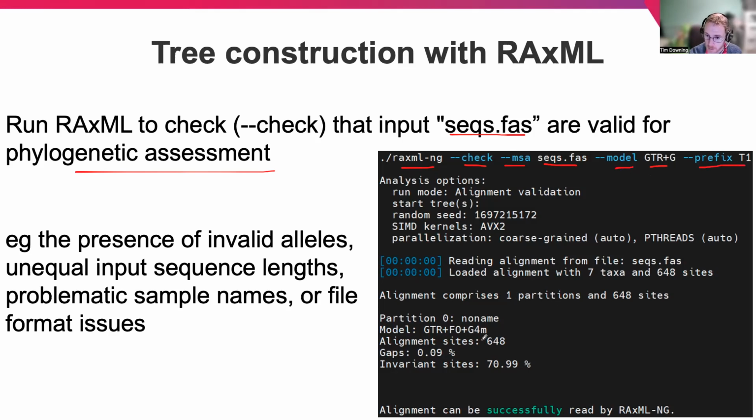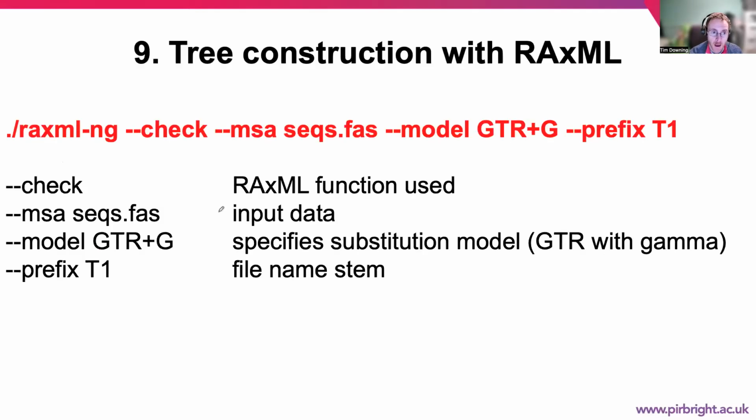So that allows us to align these 648 base sequences, where we see that 71% of them are actually invariant. So that's given by here. And then we have those parameters I mentioned already.